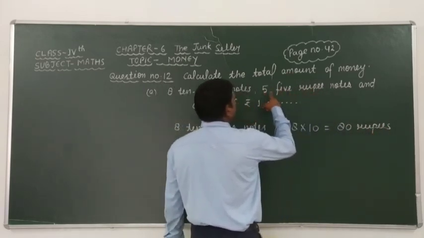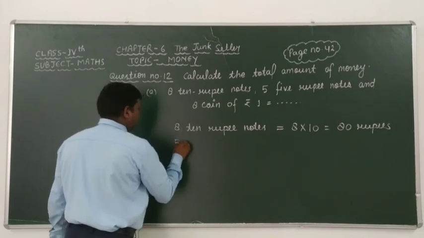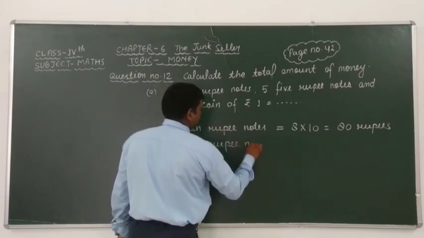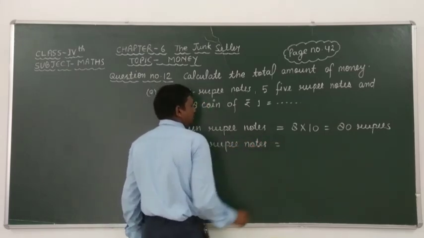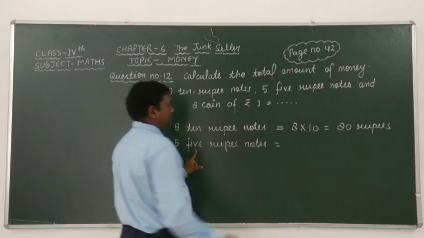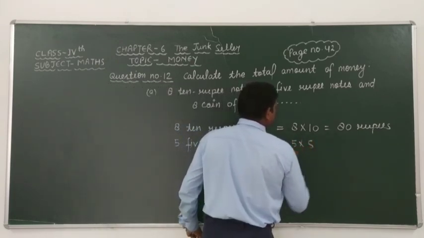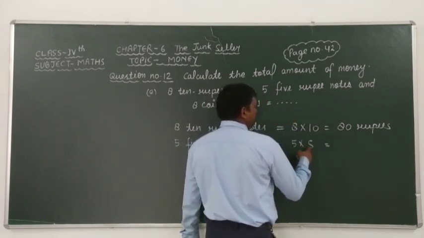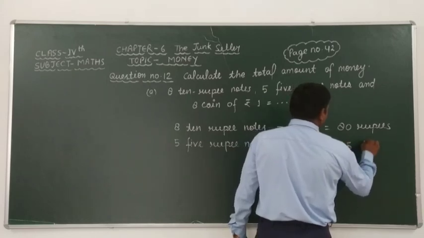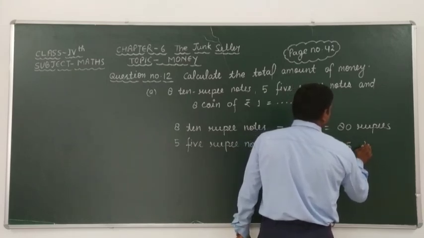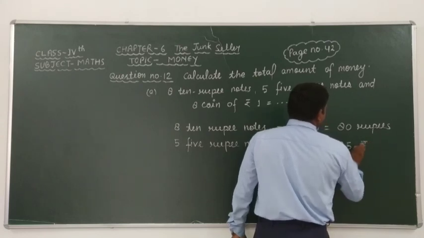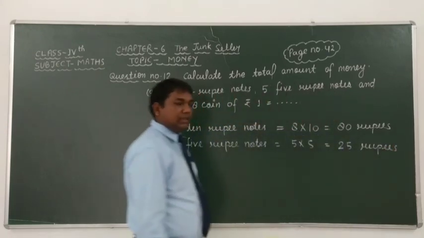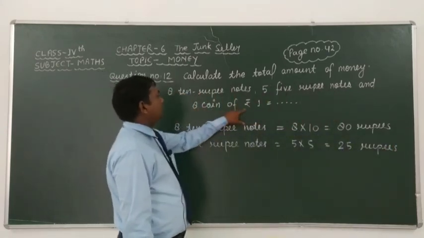Similarly, here given that 5 rupees notes, 5 rupees notes means, students, here given that 5 and here 5. It means that here we have to take the multiplication of 5 and 5. Okay, then after multiplying these we get 25 rupees. Understand? And here given that 8 coin of rupees 1.